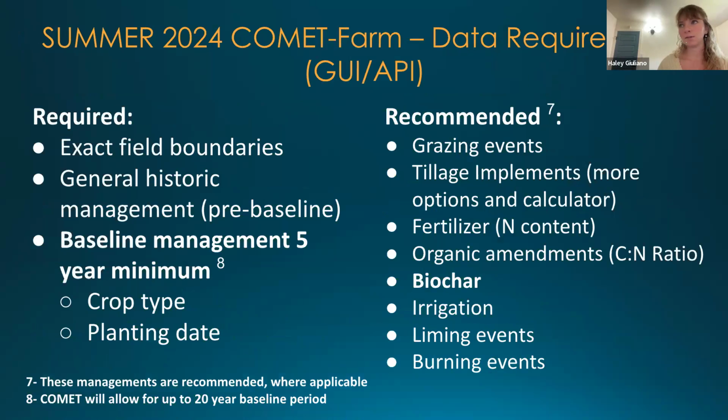Now with the new interface, we will see the biggest reduction in our baseline information. We're dropping from 23 years to a 5-year minimum. You still will need to know your exact field boundaries and your general historic management, as well as your crop and planting date. And then what we're adding over on the recommended side is that if you do have biochar application, then it would be recommended to add it.